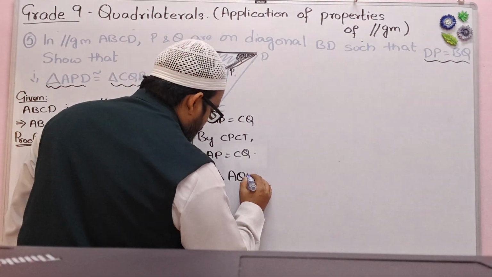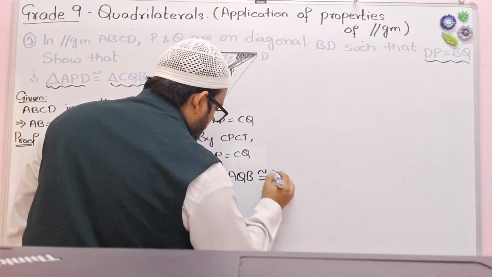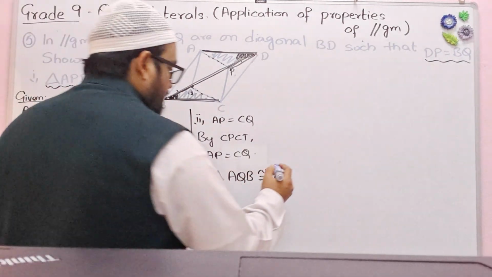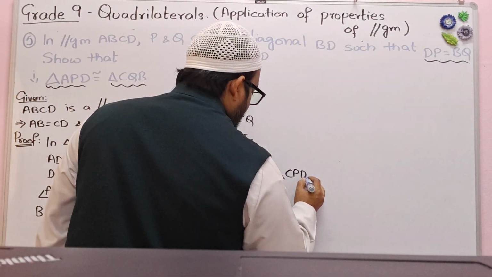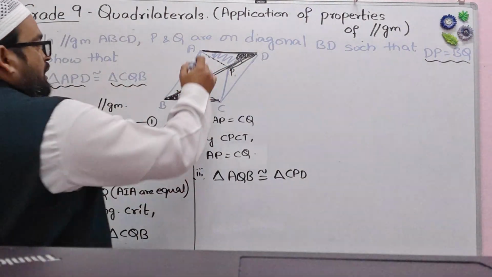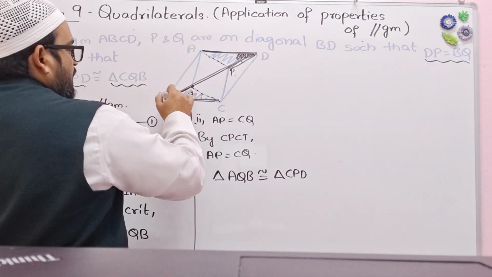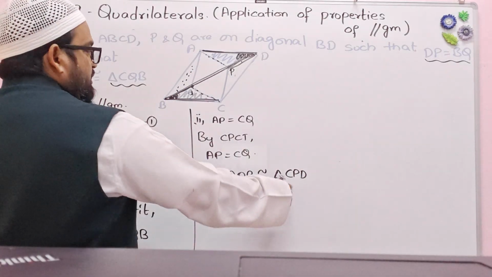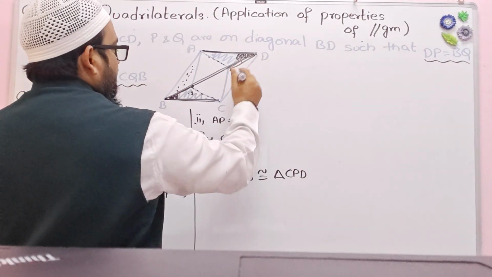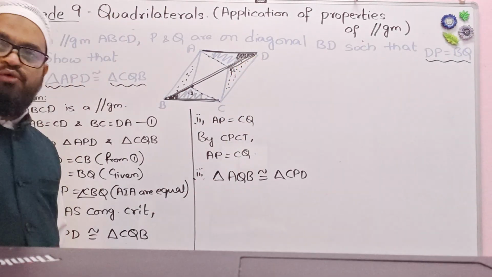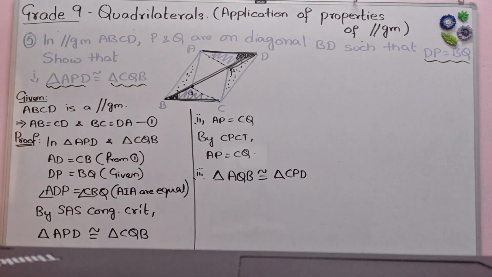Triangle AQB is congruent to triangle CPD. Okay, now let us see where is AQB. A, Q and B. So he is talking about this triangle, and also CPD. Where is CPD? That means he is talking about these two triangles. You have to prove that these two triangles are congruent.